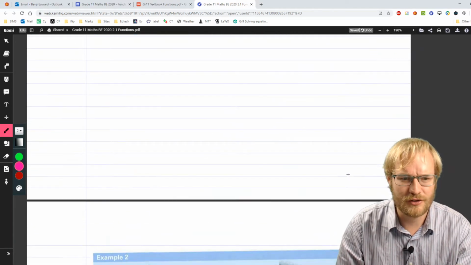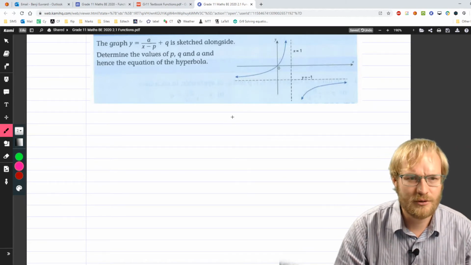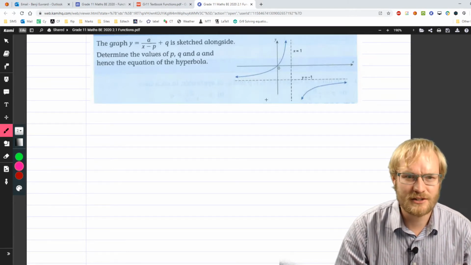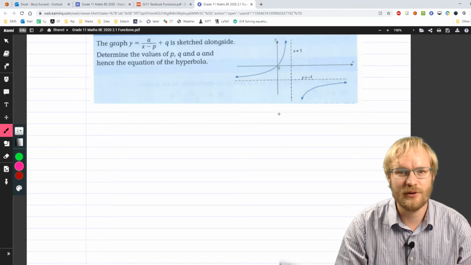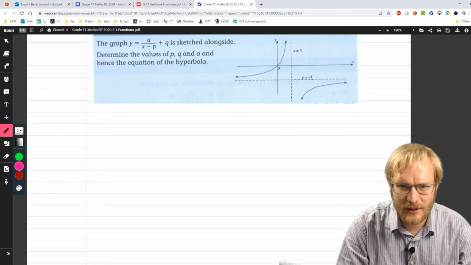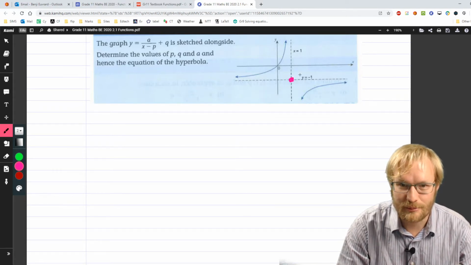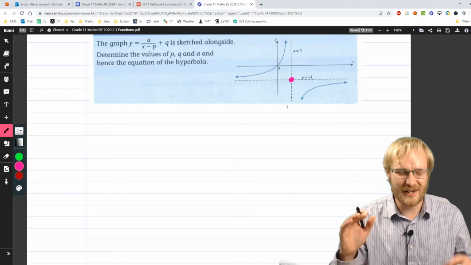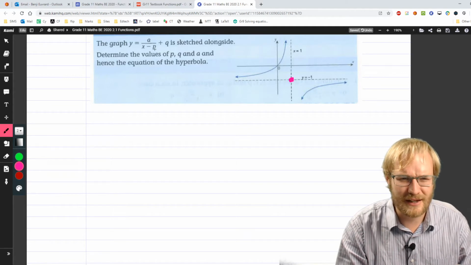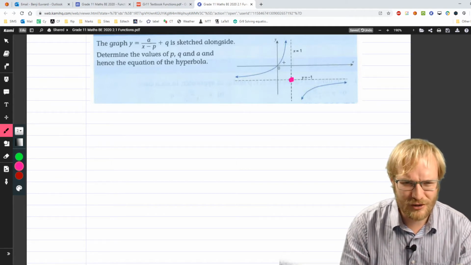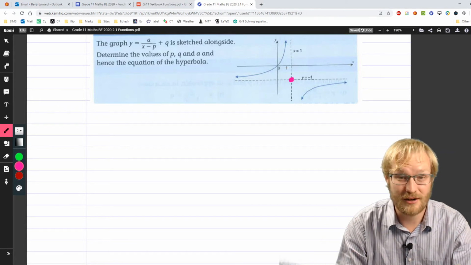Let's move to the second example. The graph of y equals a over x minus p plus q is sketched alongside. Determine the values of p, q, and a, and hence the equation of the hyperbola. Cool, hyperbola. We've got our two asymptotes. It's almost like that point's really important. It's not a turning point, but I like to think of it sort of like the turning point because it matches the p and the q idea. P has to do with the x moving left and right, and q moving up and down.